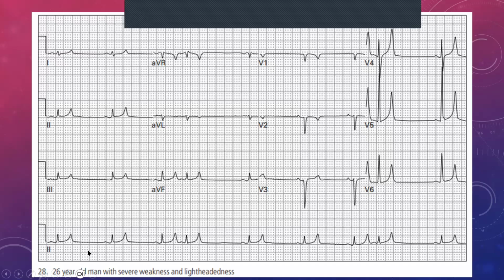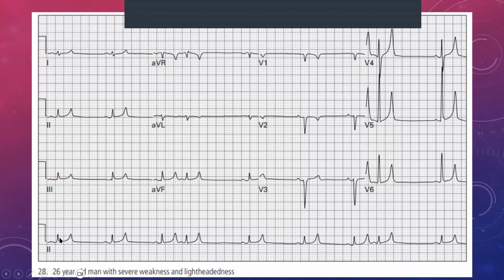What we can see here is that we've got P waves. The one thing we notice is that the P waves are not all the same. Some are a bit shallow, some are a bit more humped, so they're not exactly the same. So there's something not 100% with the P wave morphology. But the one thing we do notice is that our PR interval is a bit enlarged.